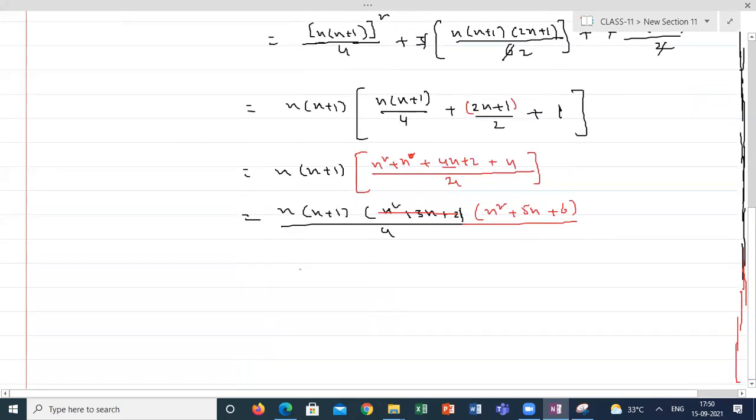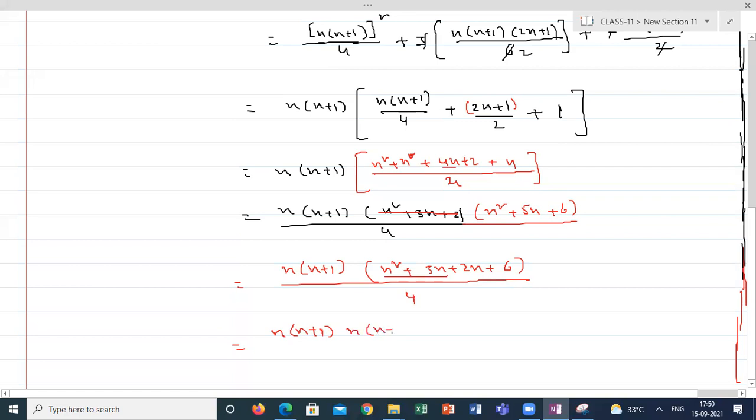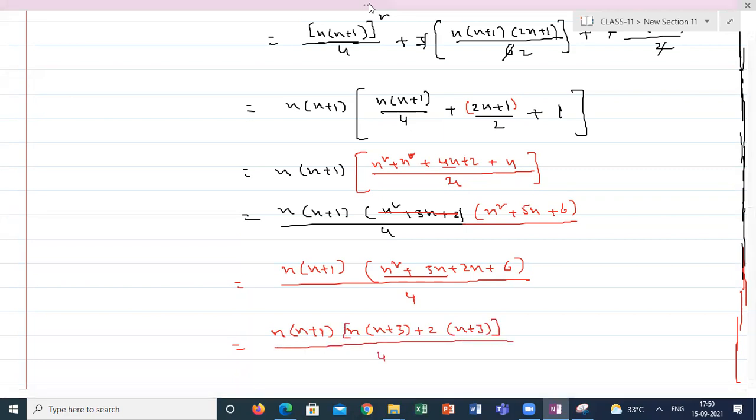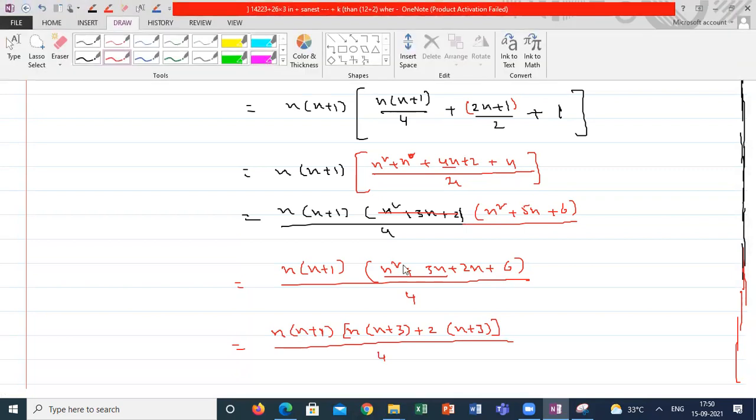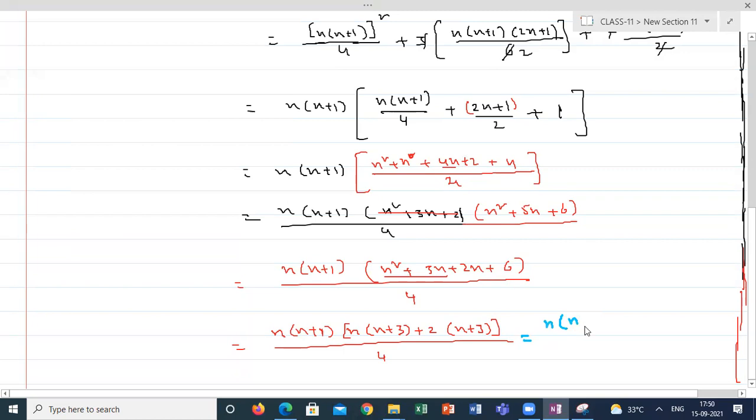This is n into n plus 1 into, this can be written as n square plus 3n plus 2n plus 6 by 4. So n into n plus 1 into, if I am taking n common, n plus 3, and if I am taking 2 common, n plus 3. Finally, I will get an expression of n into n plus 1 into n plus 2 into n plus 3 divided by 4. Is it clear, guys, what I'm saying?